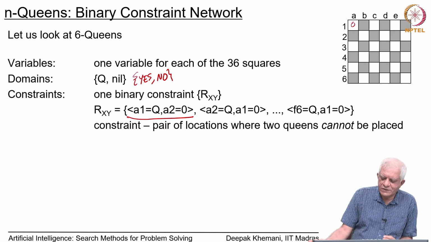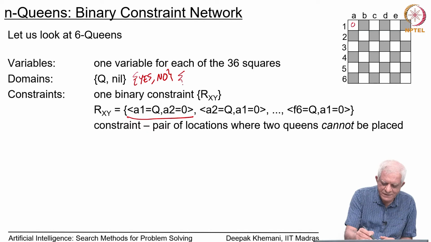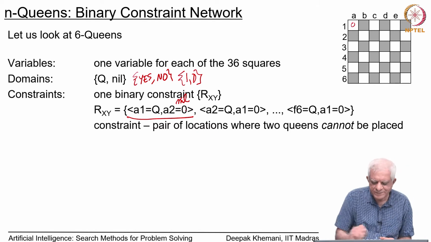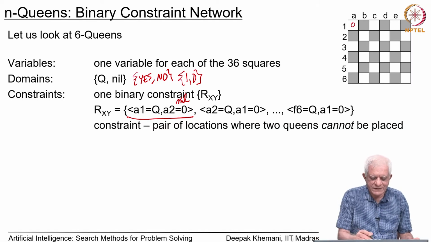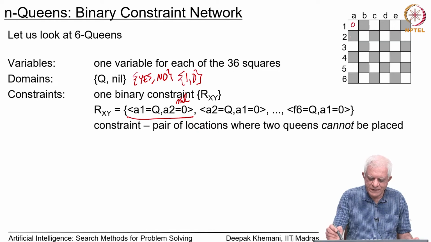If you do that, then on A2 you cannot place a queen. So, I have written 0 here, which is a kind of a mix up. So, let me say this can be 1 or 0. I could have written nil here according to the formulation I did. I hope it does not cause a confusion. So, essentially this says that if you place a queen on A0, then you cannot place a queen on A2.